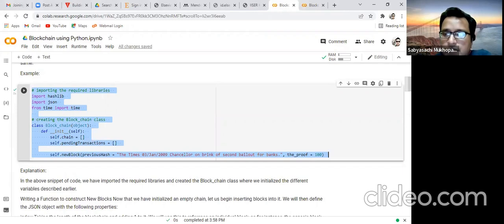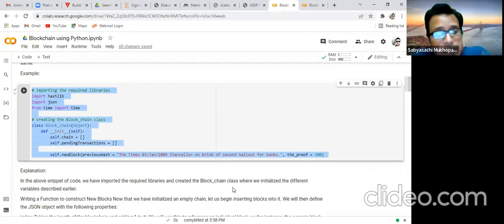Whenever you are able to execute or reproduce all those results by yourself, if you find some difficulty, that's the reason this explanation section has also been added there, so that you yourself can put some query and read this text portion, and you'll be able to understand it easily. Okay, so for example, in the above snippet of the code, we have imported the required libraries. Then we have created the blockchain class where we have initialized the different variables, which we have described earlier.